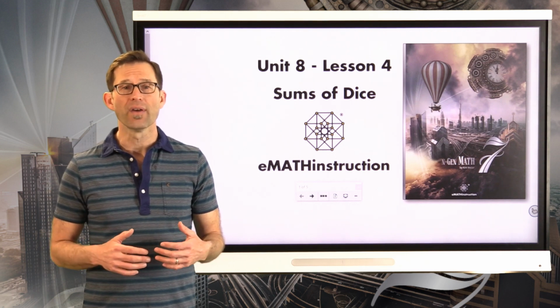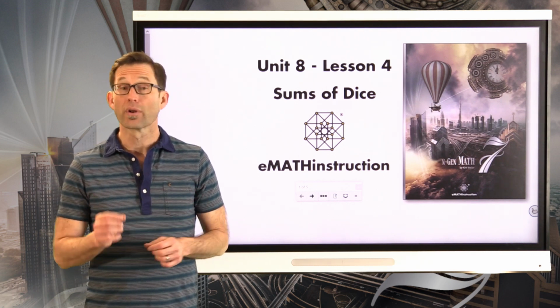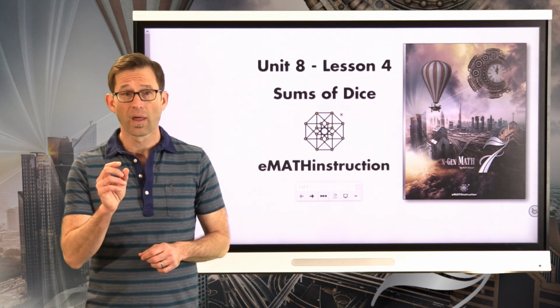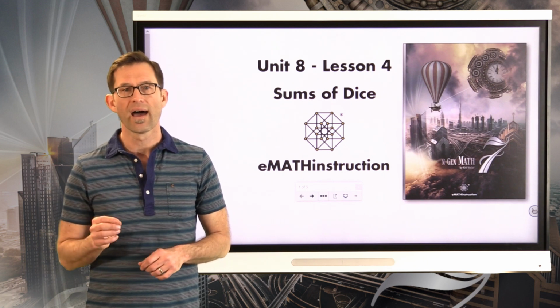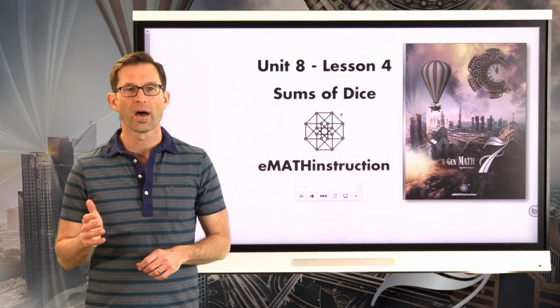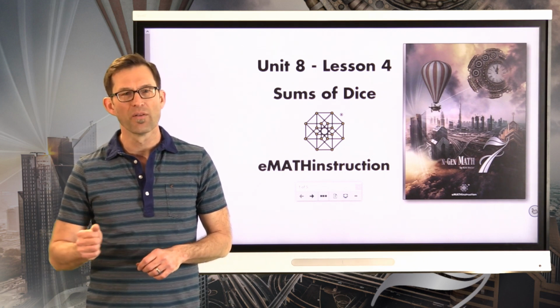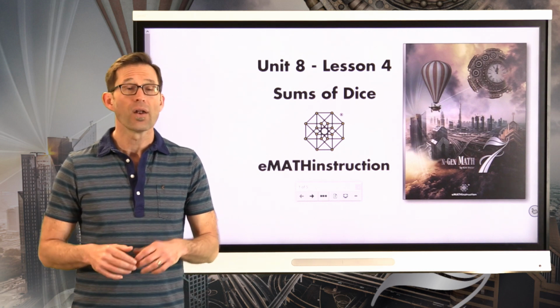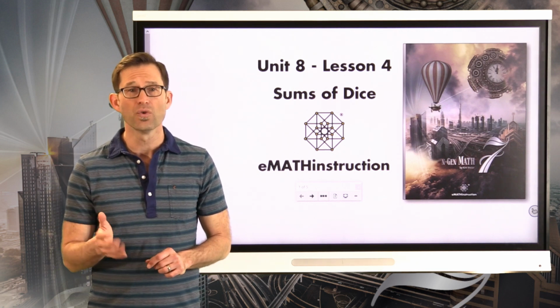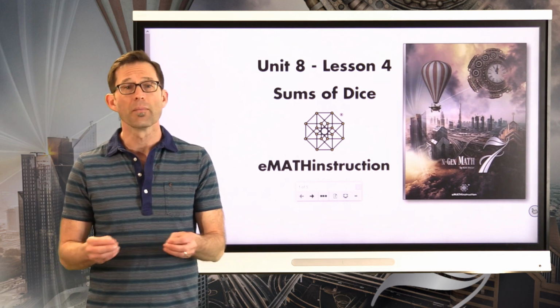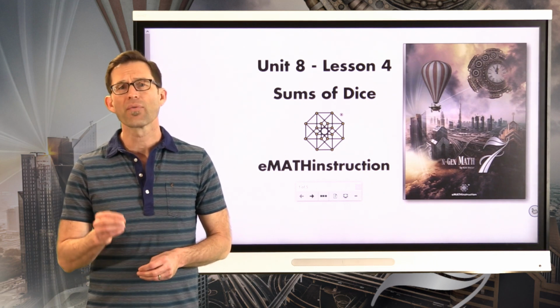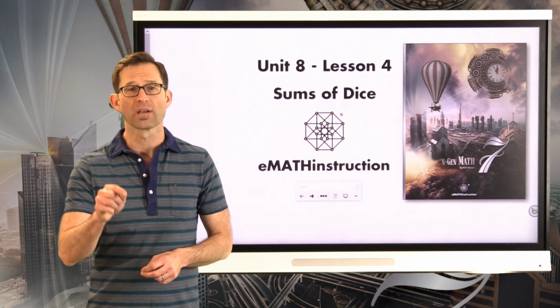Now this is really a lesson where you're going to want to have a couple of dice if you have them. If you don't, we do have a random number table that will allow you to simulate this without dice, but it's really nice to have a couple of them to roll and see what happens. The whole point is we're going to be rolling two dice, looking at the numbers that show up on them, adding them together, and thinking about the probability that we get a particular sum.